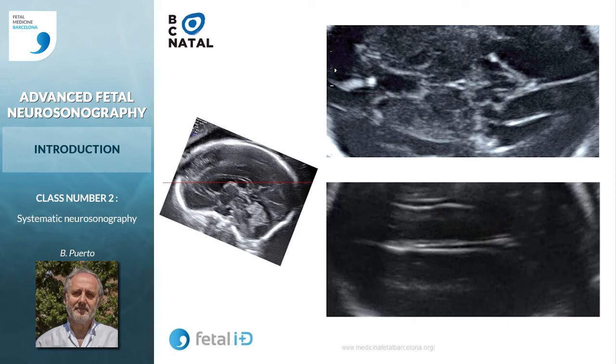In this other image we see the absence of cavum septum pellucidum. We only see the fornix and the anomaly of the rest of the structures of the midline. This is a marker of anomaly of the corpus callosum.